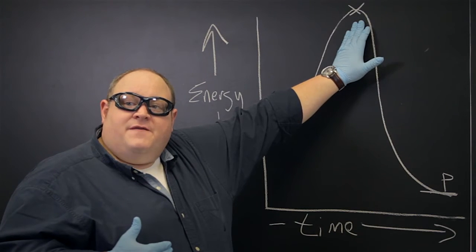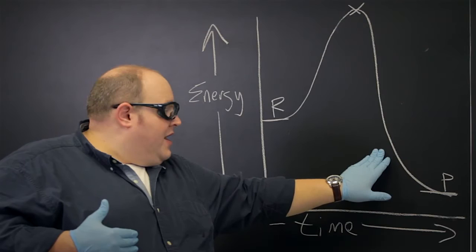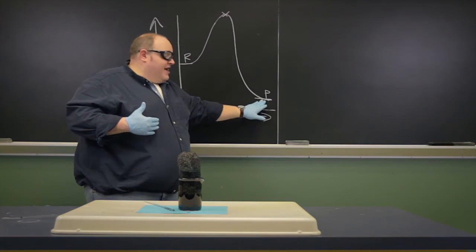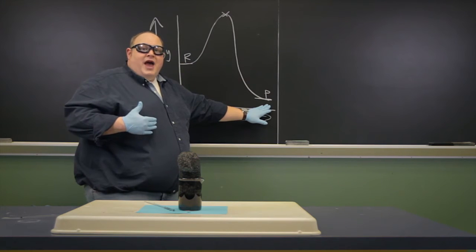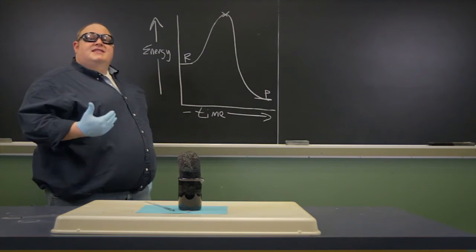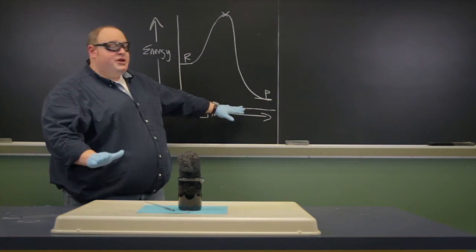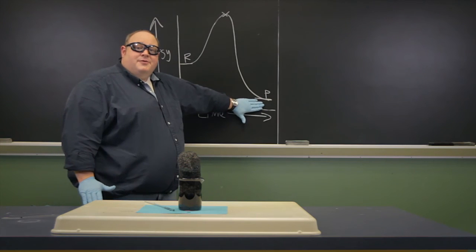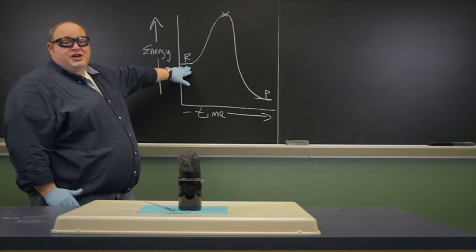And once we start forming products, the reaction begins to lose energy because the energy of the products down here is much less than the energy of the reactants over here. This diagram tells us that this is an exothermic reaction. Now, if we had an endothermic reaction, the reverse would be true. The energy of the products would have to be much, much higher than the energy of the reactants.